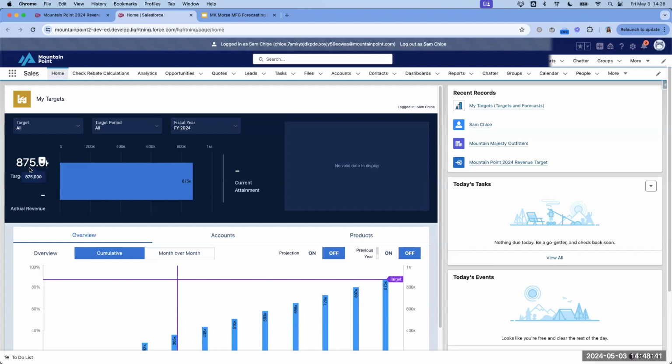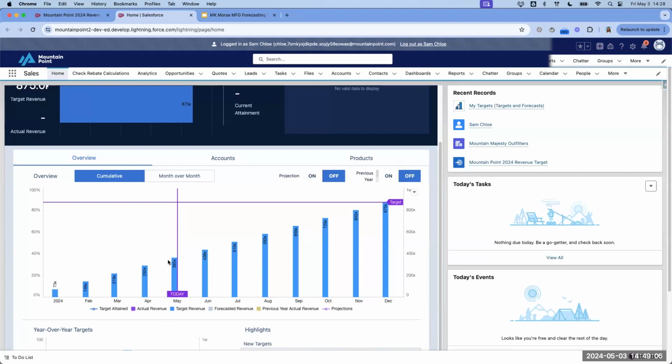So we can see that his target was at $875,000. I don't have any orders that are open right now, so there's no revenue and there's no attainment. But as those orders come in for those accounts or that product, if those have been set, we'll be able to see the target revenue to actual, so they can see in real time how they're doing, and then what their attainment percentage is. So they can see, am I doing really, really well? Am I not doing well at all?